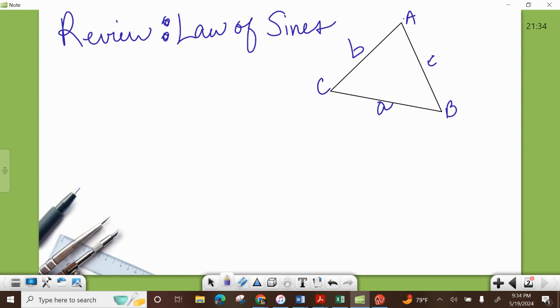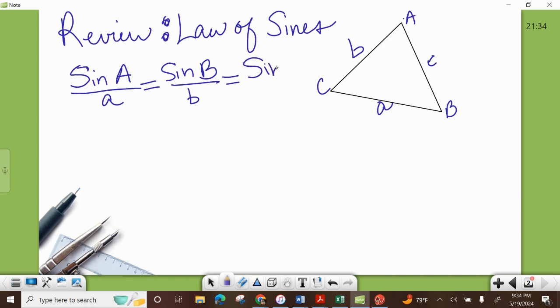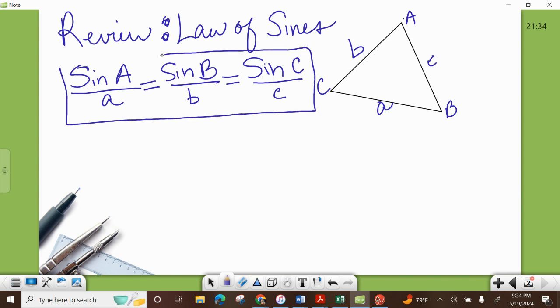The law of sines says that I can actually use this set of ratios to solve for missing components. That's sine A over a should give me the same ratio as the sine of angle B over side b, which would be the same ratio as the sine of angle C over the length of side c. So that is our law of sines.